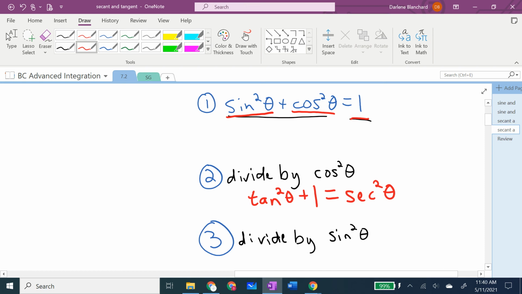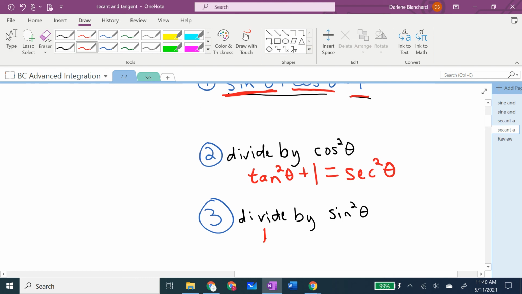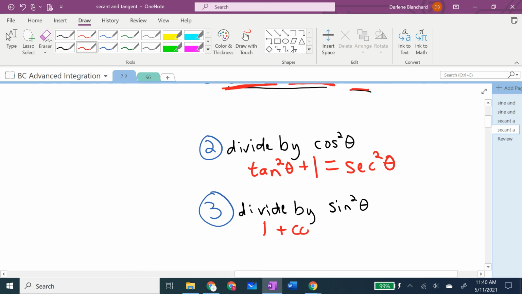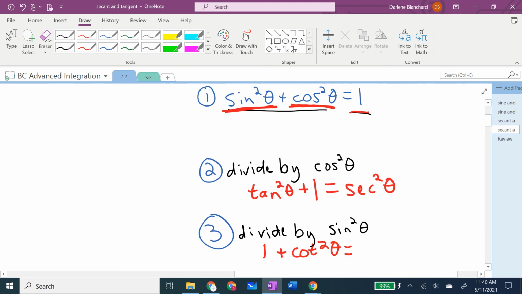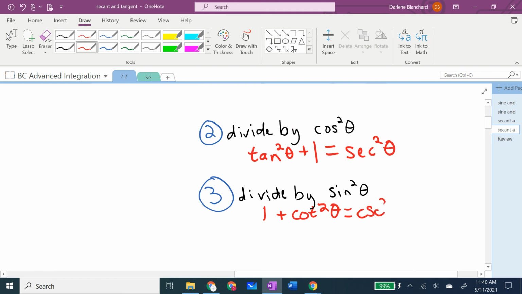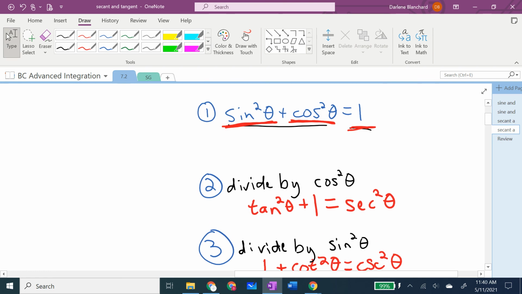Now, let's do the same thing, but dividing by sine squared. What is sine squared divided by sine squared? Plus, what is cosine squared divided by sine squared? Cotangent squared. And then finally, what is 1 divided by sine squared? Cosecant squared. It's really easy to forget which trig function gets the plus 1 when it's been a while since you've used the identities. So I want to make sure you understand that you can create them and figure out who gets the plus 1 if you remember this trick. It's really, really useful.